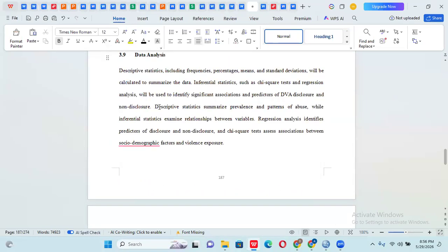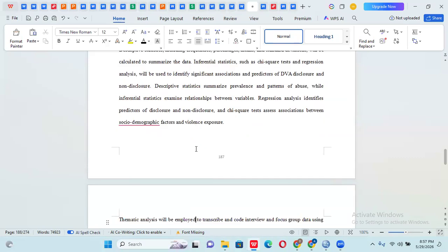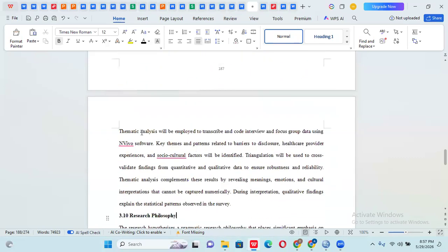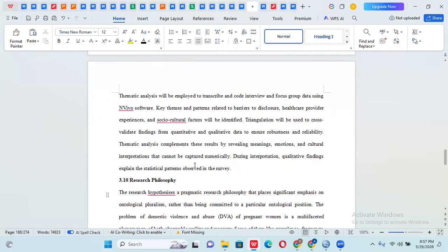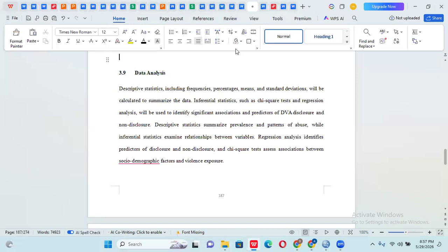So you can see descriptive statistics summarize prevalence and patterns of abuse, while inferential statistics examine the relationship between variables. Regression analysis identifies the predictors of disclosure and non-disclosure, and chi-square tests assess associations between socioeconomic factors and violence exposure. Thematic analysis will be employed to transcribe and code interview and focus group data using NVivo software. You understand? So please make sure you go through this methodology to determine how the analysis should be done.